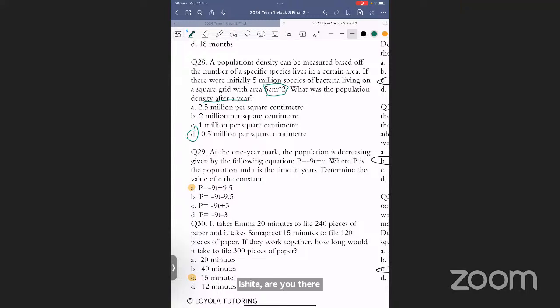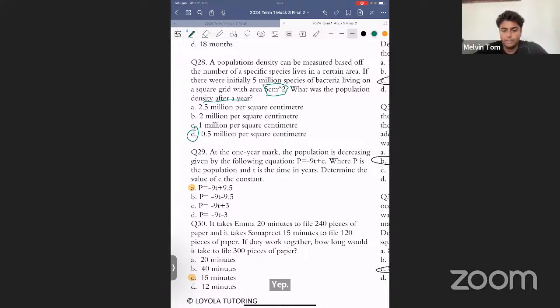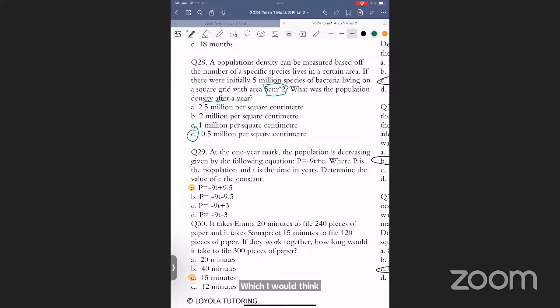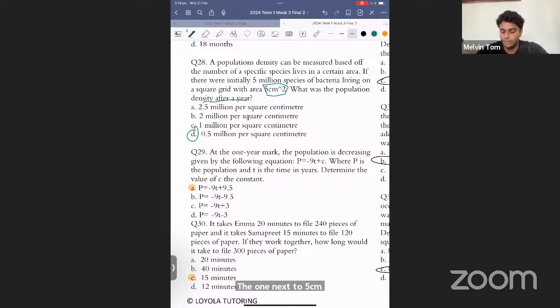Melvin, yeah. I've just got a question. What does this little arrow thing mean? Which arrow thing? The one next to 5 centimeters. Oh, it means squared. Like 2 squared is the same as 2 to the power of 2.